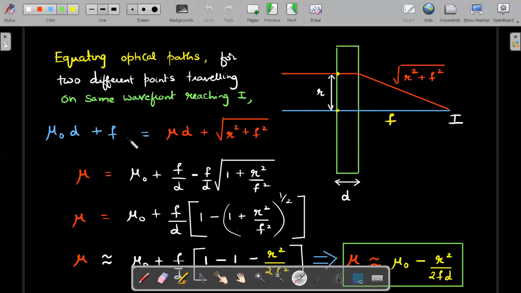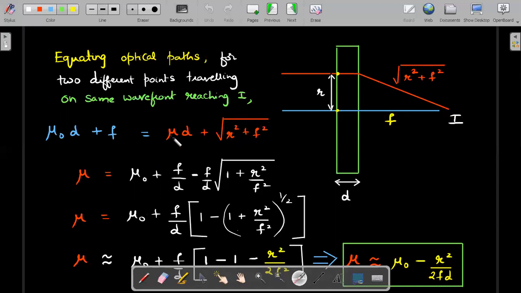Okay, so the blue one starting from here travels this D in mu naught and then travels this F in air. So simple, 1 into F. Whereas the red one travels in here, the variation we don't know, I wrote it as mu, which could be a function, into D. And once it is out in the air, it travels this root of r square plus f square. Okay, right?